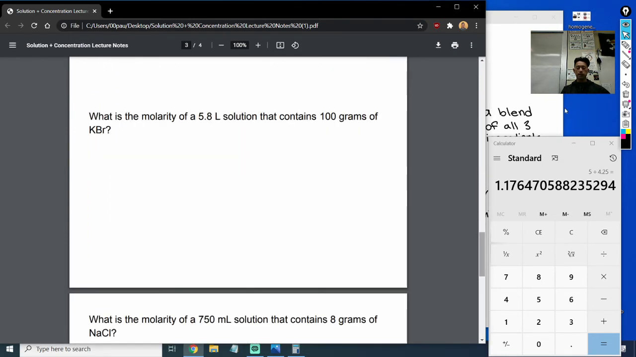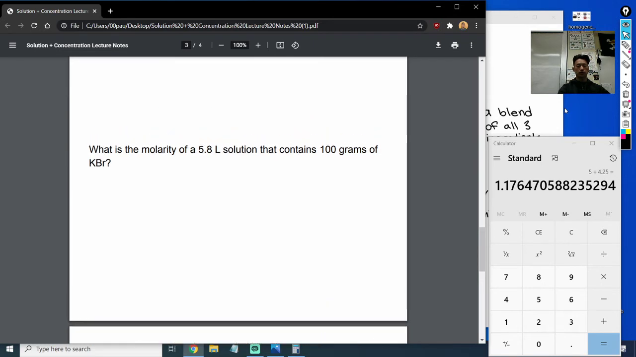Right here, it's asking us, what is the molarity of a 5.8 liter solution that contains 100 grams of KBr? So it's asking us here to find molarity, right? We're looking for molarity. So that means I'm automatically going to know I'm using this formula, capital M equals moles over liters. Okay? It tells us we have a 5.8 liter solution. So, good for us. We can put 5.8 liters on the bottom.